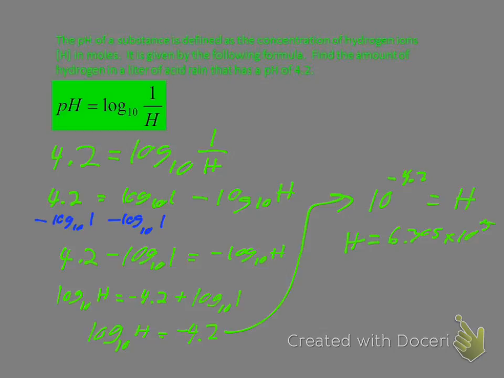I'm not worried about it. The only reason we did this problem was so I could introduce you guys to moving the logs around, because that's basically what the next lesson is going to be about. 6.3095 times 10 to the negative fifth.